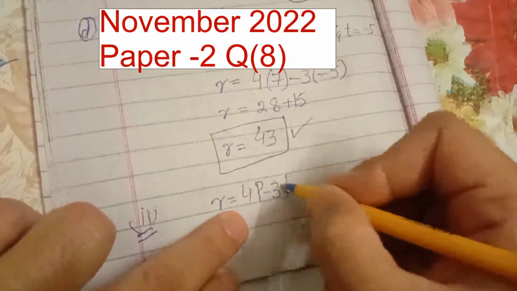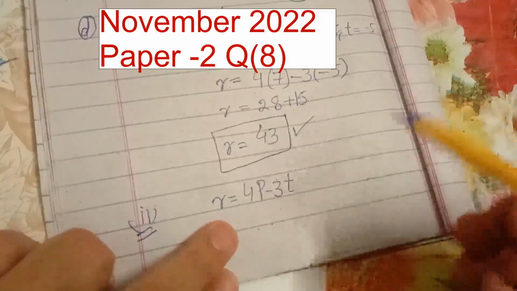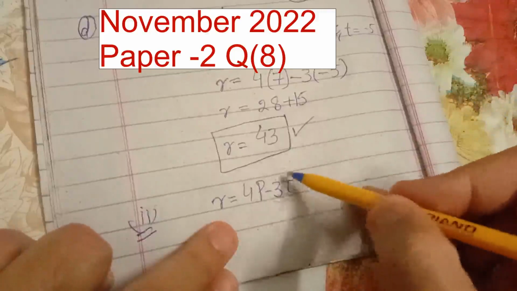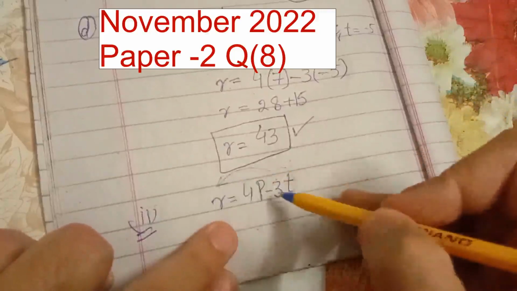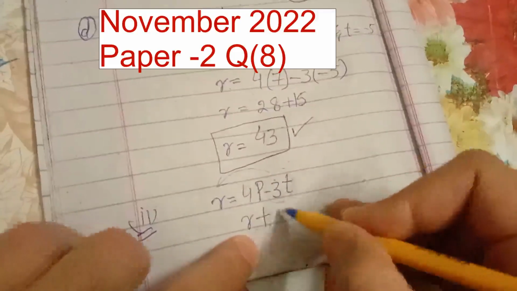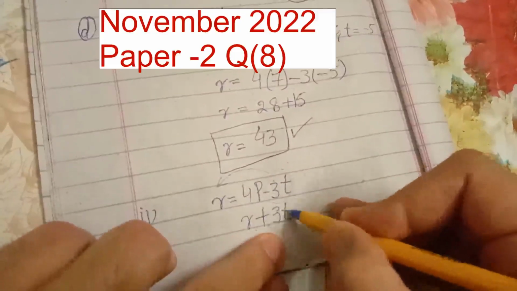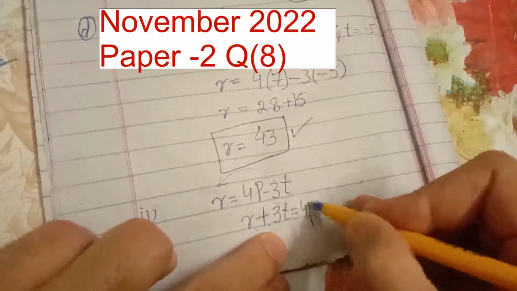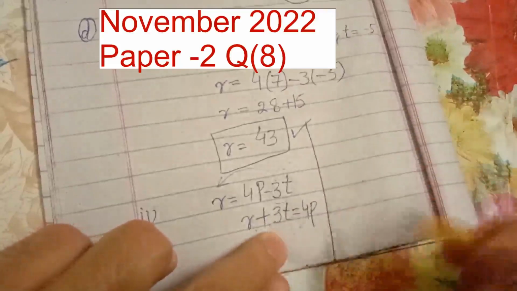So terms independent of p will be on one side. There is no p here, so this will be shifted here. When you shift it here, it will become plus, so r plus 3t is equal to 4p. Now we have to solve it. I solve it here for you.